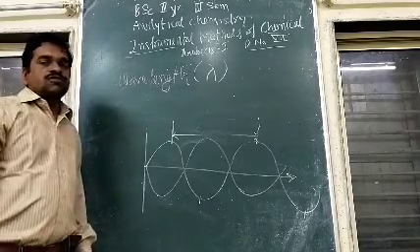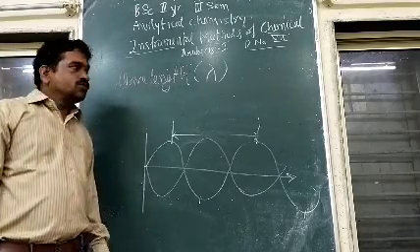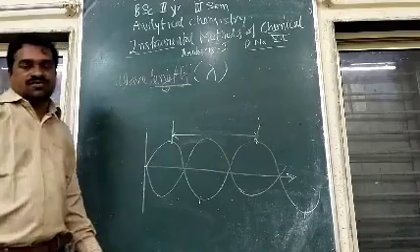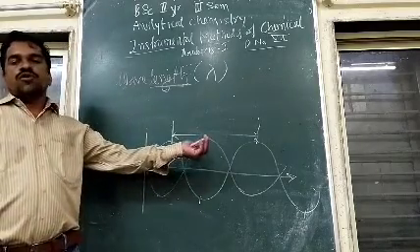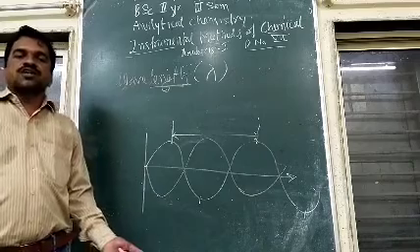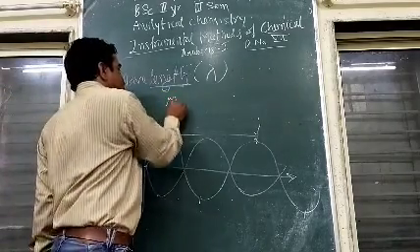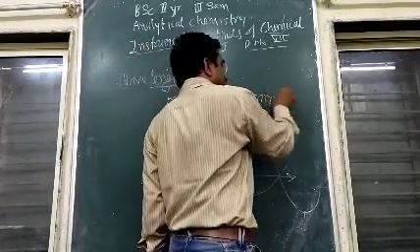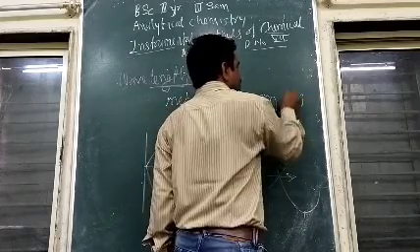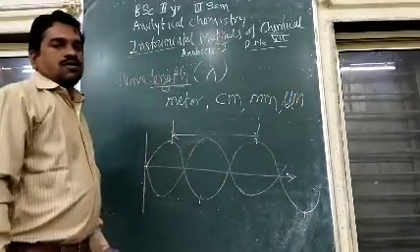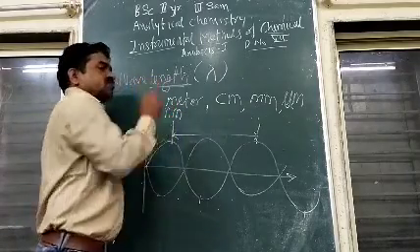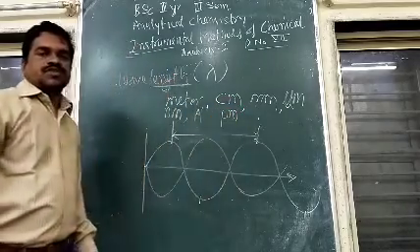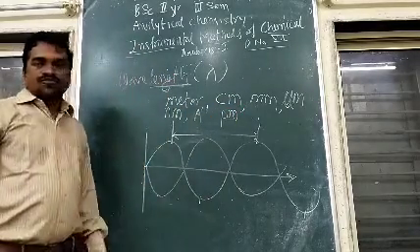Now, what should be the unit of this wavelength? As indicated, it is a length, or we may call it a distance. What is the unit of distance? It may be meter, centimeter, millimeter, a smaller unit micrometer, again a smaller unit nanometer, and angstrom unit, picometer. These are the units of wavelength.